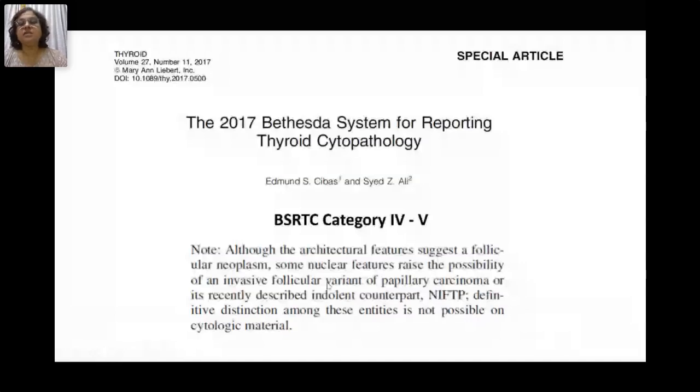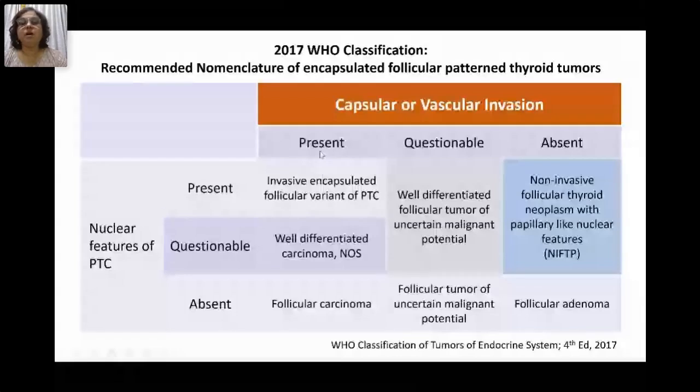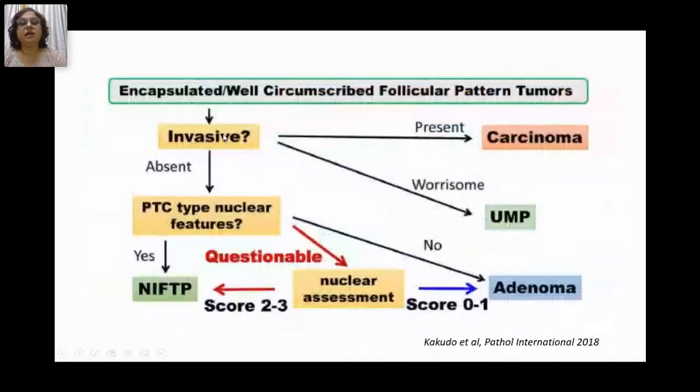Now, the second thing is grossing. But before that, why is it important to know how we should gross any thyroid nodule? I think we have already understood this chart: what we have to look for in any encapsulated follicular pattern thyroid tumor is capsular or vascular invasion, which is vascular invasion in the capsule or nearby, and nuclear features of papillary thyroid carcinoma. The way to approach that is to look for invasion and whether there are any PTC-like nuclear features.